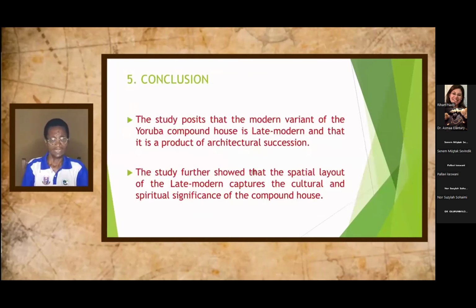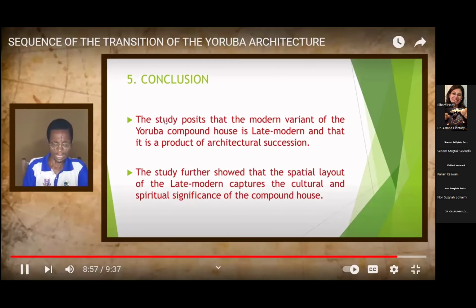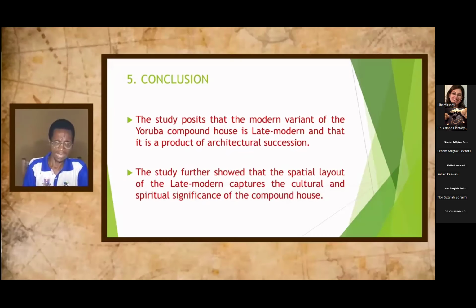And this trend is what has been achieved in this study, from the compound house through the influence of the Brazilian freed slaves leading to the Brazilian style, and then the influence of the colonial masters leading to late modern architecture, and the influence of the international style on the late modern architecture in residential building leading to minimalist architecture.